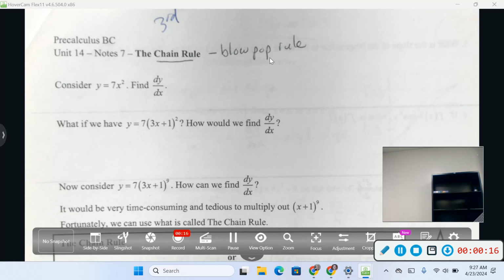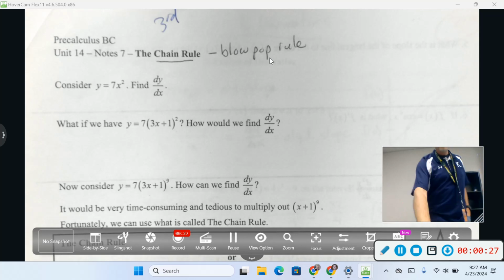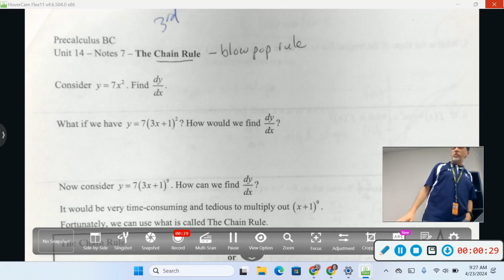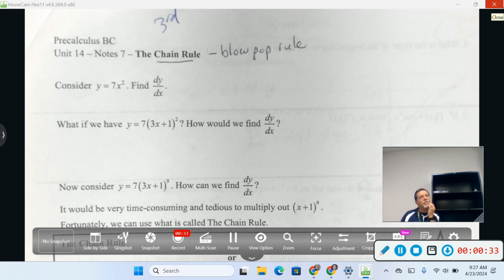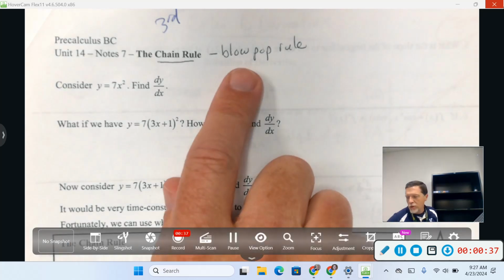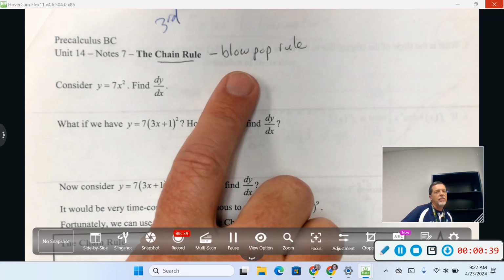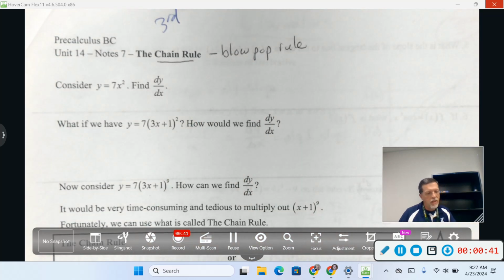Have you noticed those 10 or 15 wrappers of Tootsie Roll Pops, unevenly spaced ones? Yes. And probably wondered why Mr. Wolf is collecting Tootsie Roll Pop wrappers. This is why. Because in calculus we use the chain rule probably daily once we get into calculus. So it's super important, and the blow pop rule or the Tootsie Roll Pop is a way to remember it.